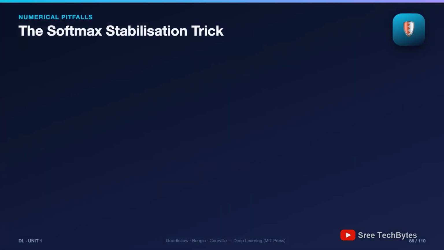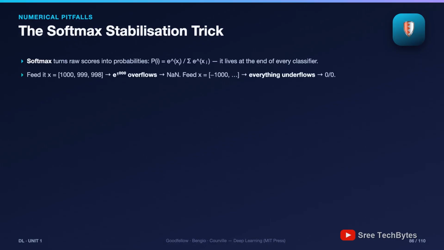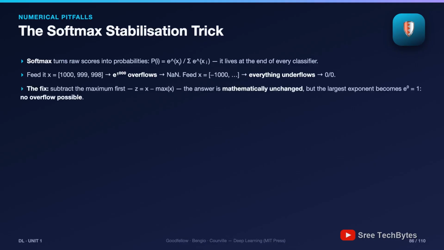Let me show you the most famous numerical stability trick in deep learning, the one running inside every classifier you've ever used. Softmax turns raw scores into probabilities: e to the xi divided by the sum of all the e to the xj's. It sits at the end of every classification network. Now feed it scores of 1000, 999, 998: e to the 1000 overflows. And feed it minus 1000 instead. Everything underflows to 0 and you're dividing 0 by 0. Broken in both directions. The fix is one line and it's elegant.